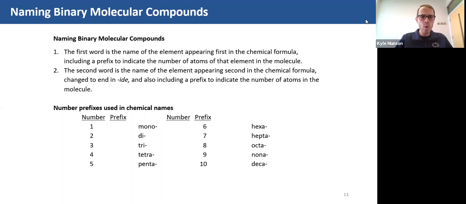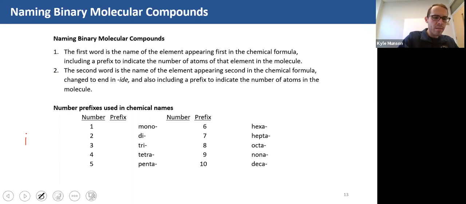So what do we mean by these prefixes? They're given here, and you can pause the video and write these down or take a picture of it so you can refer to it when we do the examples that are coming up. But these prefixes tell us how many of each atom we have. So let's do a quick example.